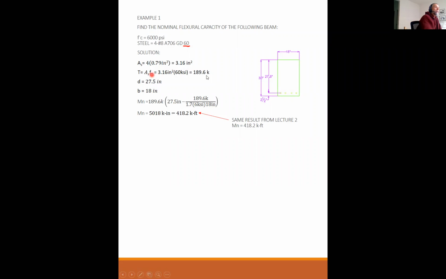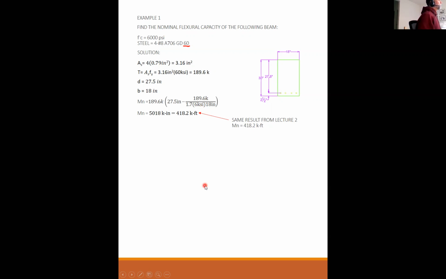AS Fy is 189.6 kips. And here's your 60 KSI for the steel right there. This 60 KSI is dictated by this grade 60. This grade 60 means that's 60 KSI. The concrete strength is 6,000 PSI. So this is F prime C down here, but I didn't want to intermix units. This is PSI, this is kips. If I put 6,000 in here, you're gonna get all messed up. Yes, thank you. Okay, great.